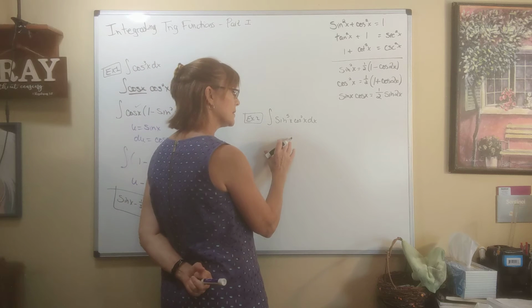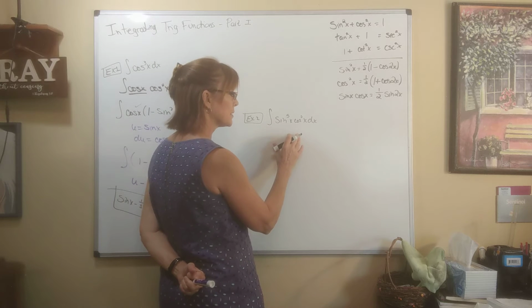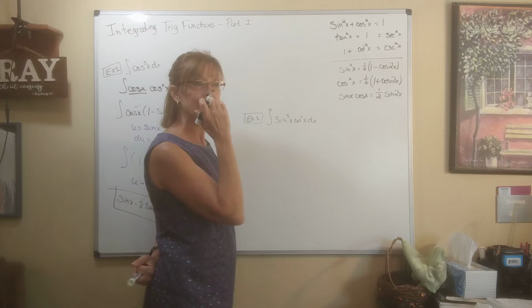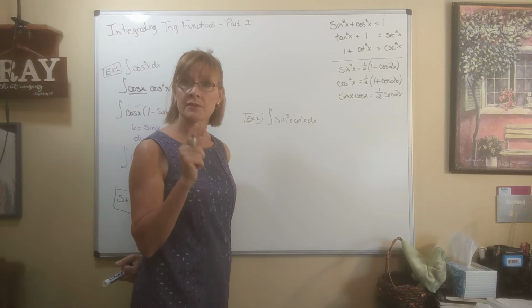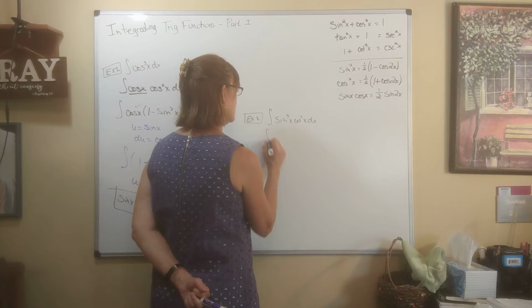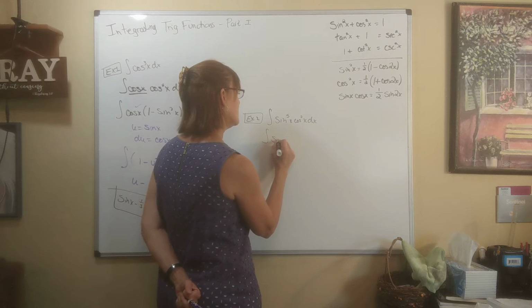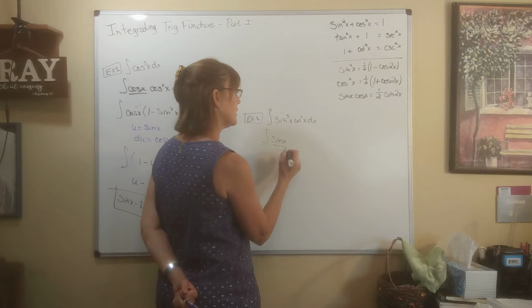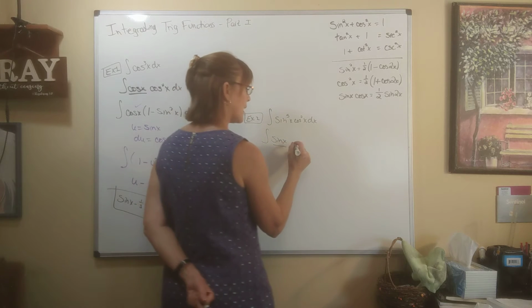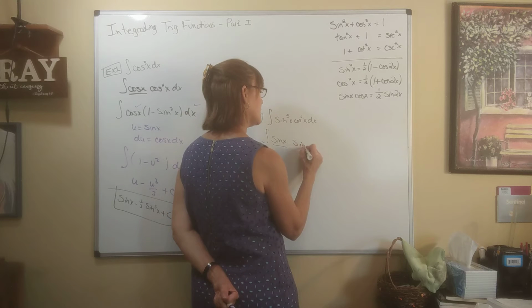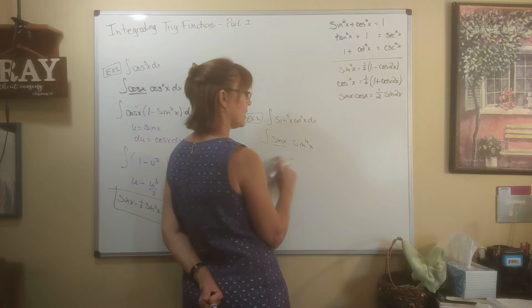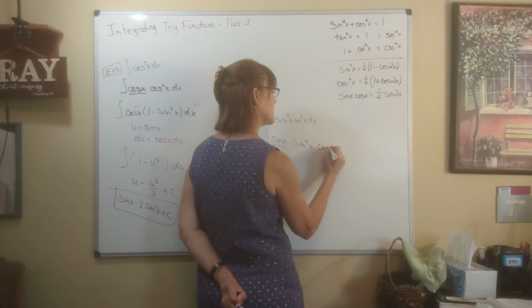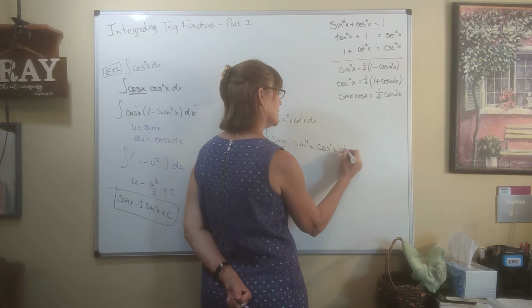Sine to the 5th of x times cosine squared of x. Sine is being raised to an odd power. Save a sine. So that's fine. Here we're going to save this guy. Sine x, we'll save him. And then the rest of this we'll rewrite. I have sine to the 4th x left times the cosine squared of x dx.